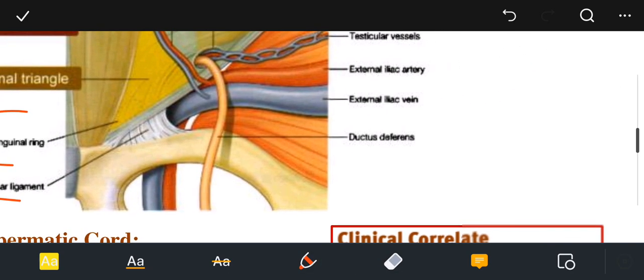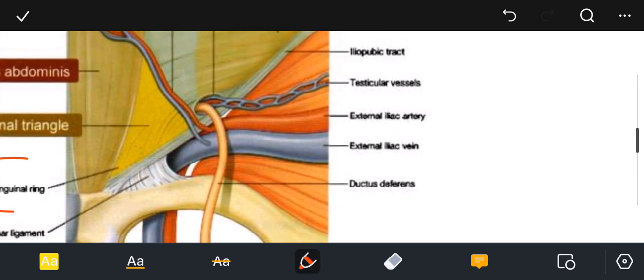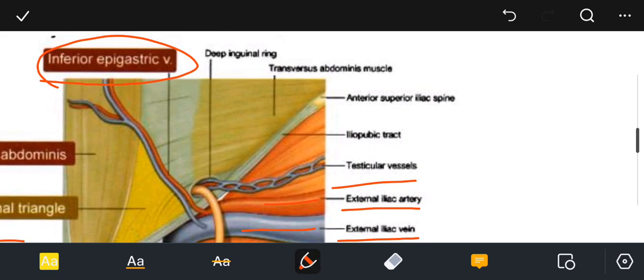Moving to the next point, this is the ductus deferens, so this is a male. Then the external iliac vein and the external iliac artery. This is the vein, this is the artery. Then the testicular veins are coming out of that. Then we have the iliopubic tract, the anterior superior iliac spine, the transversus abdominis muscle, and the deep inguinal ring is present over here.